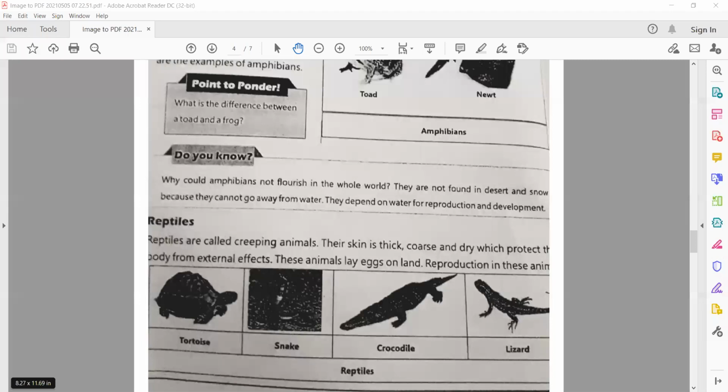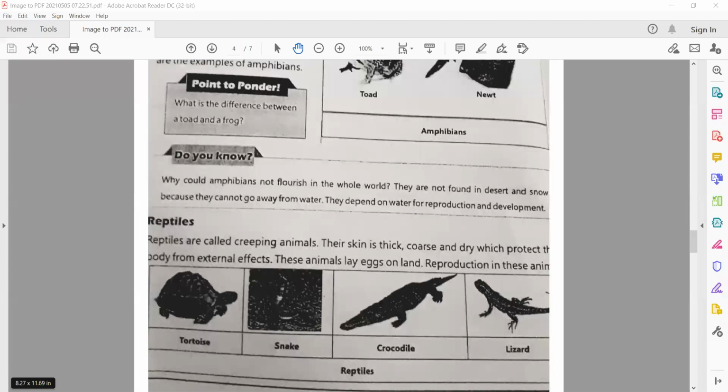Their skin is thick. इनकी skin thick होती है. Coarse means rough. Dry, जो बिल्कुल rough, soft skin होती है, and dry, which protects their bodies from external effects. These animals lay eggs on land. Reproduction in these animals takes place through eggs.